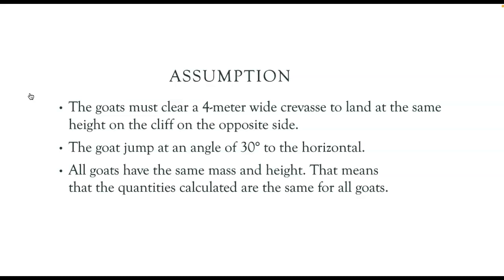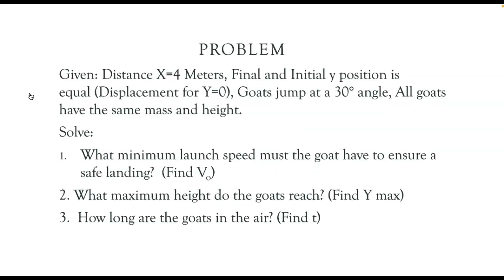of the cliff on the opposite side, and goats are jumping at an angle of 30 degrees to the horizontal. The information that we are able to pull from the problem is the displacement in x being 4 meters and the angle at which the goats are jumping being 30 degrees.